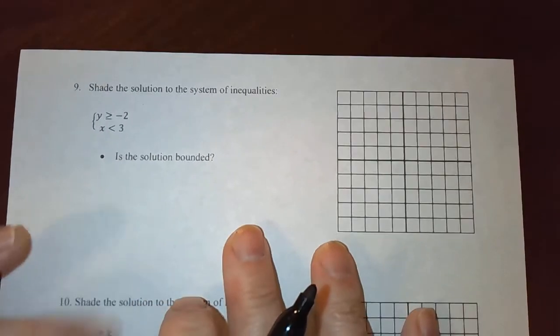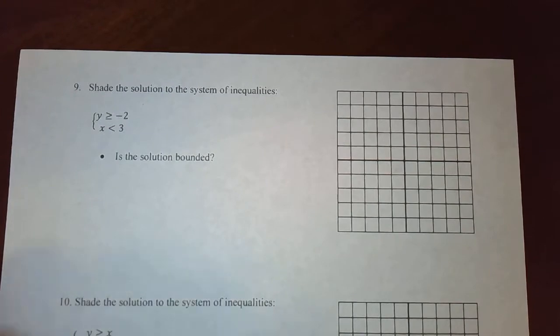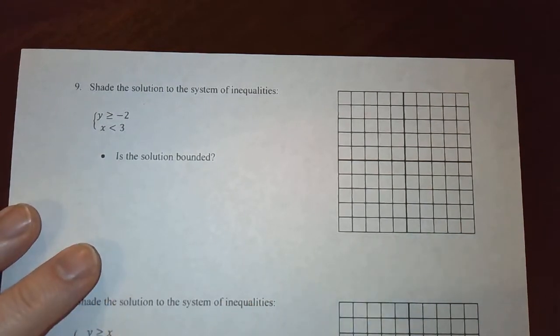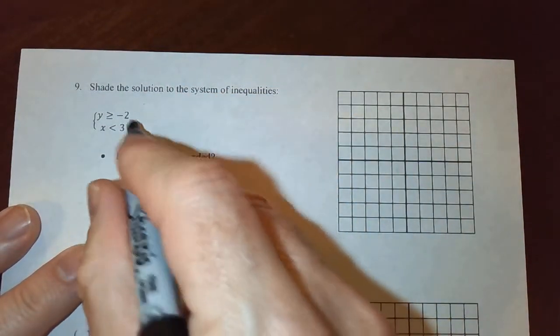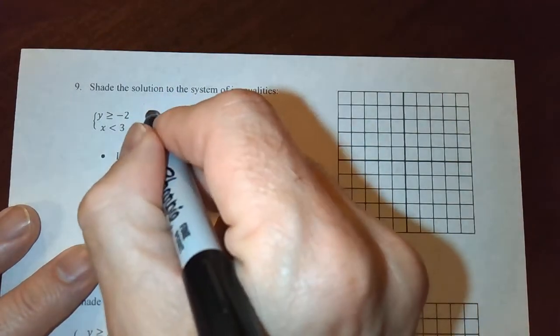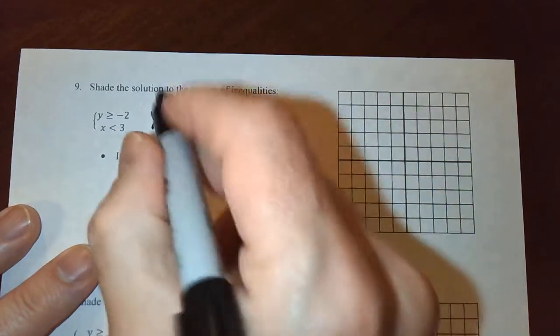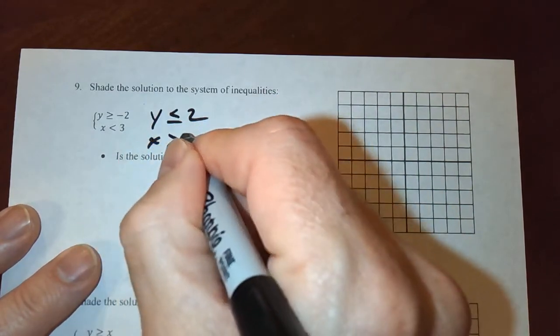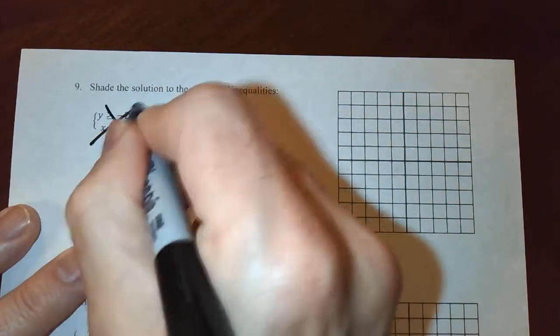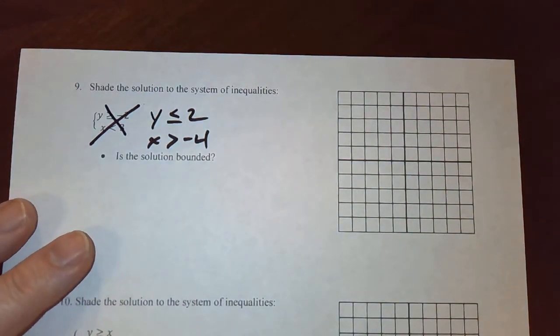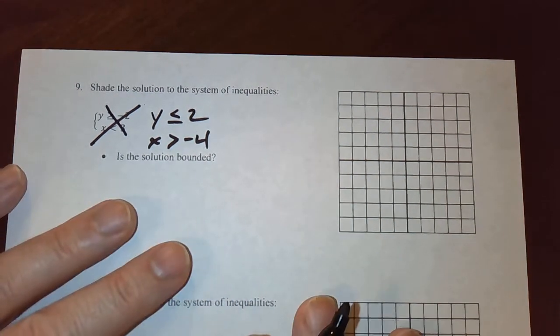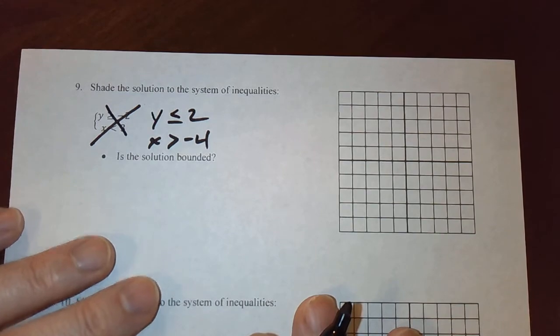Okay, I just noticed that this problem is exactly like one we did before, so I'm just going to tweak it a little bit. Let's change this into y less than or equal to 2 and x greater than or equal to -4. Let's use those two inequalities. So it'll be very similar to one we've done before, a very simple one actually.